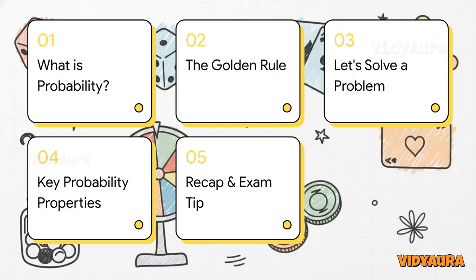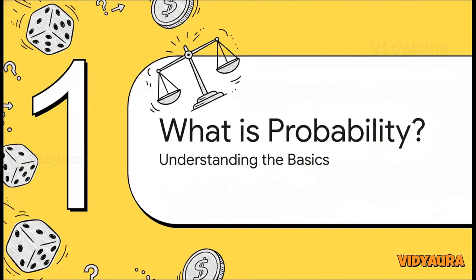So here's our plan. We'll start with what probability even means. Then I'll give you the one golden rule you need for this whole chapter. After that, we'll solve a problem together, step by step, look at a few key rules, and finish up with a quick recap and a really important exam tip. Let's jump in. All right, first up, what in the world is probability?